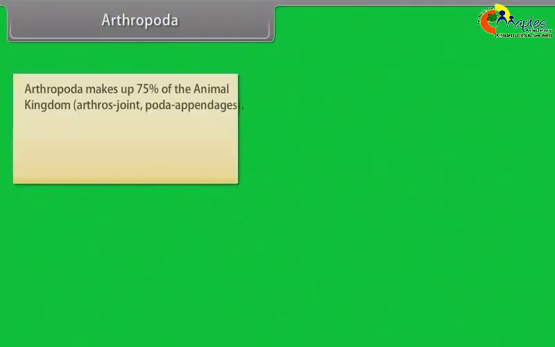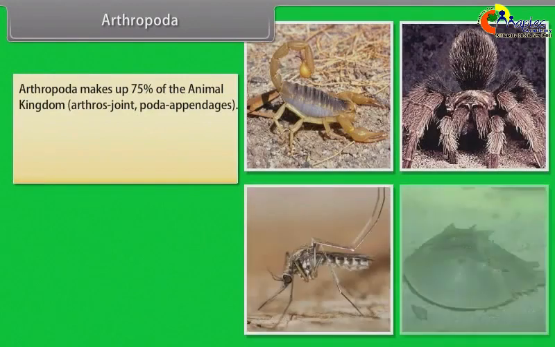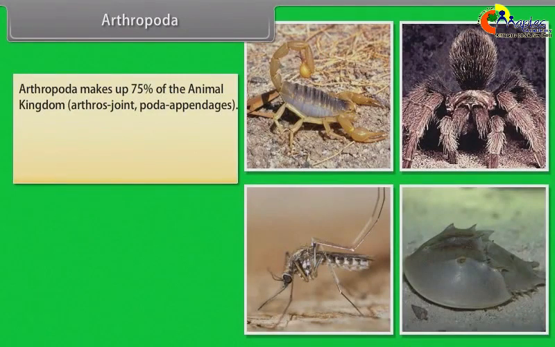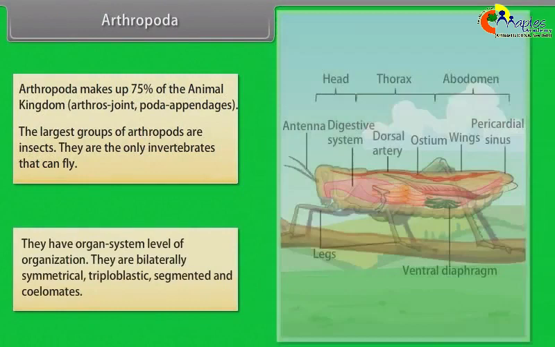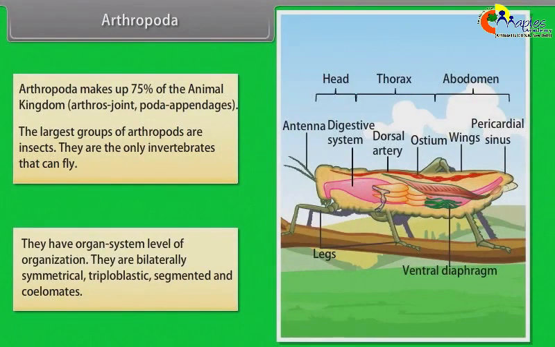Arthropoda. Arthropoda makes up 75% of the animal kingdom. Arthros means joint, poda means appendages. The largest group of arthropods are insects. They are the only invertebrates that can fly. They have organ system level of organization. They are bilaterally symmetrical, triploblastic, segmented, and coelomates.